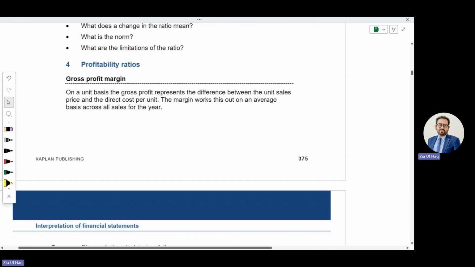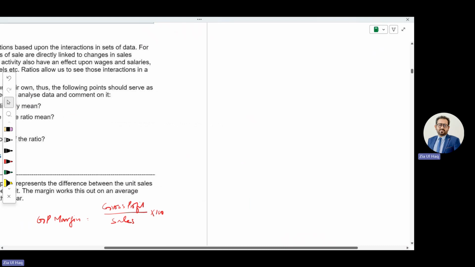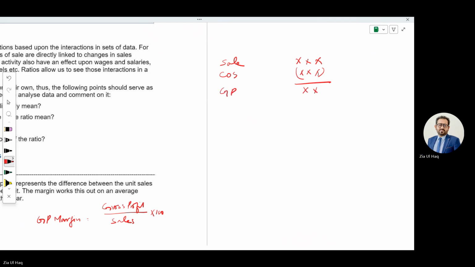Gross profit margin, which we call GP margin. How can we calculate GP margin? Gross profit over sales into 100. Before moving to ratios, let's discuss from sales. We deduct cost of sales and we arrive at gross profit. From gross profit, we need to deduct operating expenses.